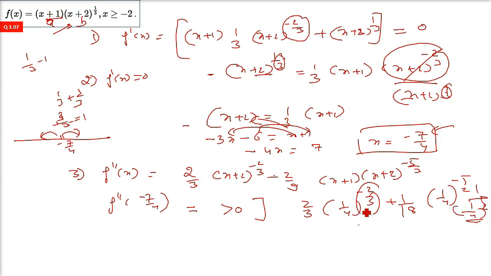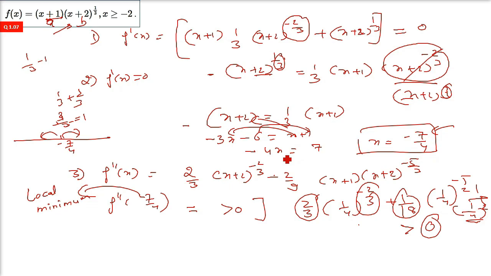But all in all, the final value will be positive, because 1 by 4 negative 2 by 3, 1 by 4 negative 5 by 2, they are the same. They will never be negative. So we get greater than 0, it will be local minimum. Less than 0 means maximum. Greater than 0 means local minimum.